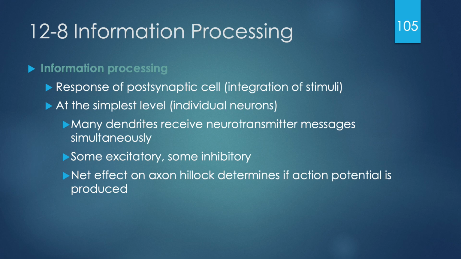At the simplest level, we can look at just individual neurons. So let's look at just one individual neuron. It's going to have a whole bunch of dendrites on the receiving end, so it's able to receive neurotransmitters from multiple different places all at the same time. Some of those are going to be excitatory and some of them will be inhibitory. But the net effect is going to come together at the axon hillock just before the initial segment of the axon. And if there is enough of a graded potential that occurs as a result of all of these different chemical interactions, if it rises to the threshold to generate an action potential, then that will determine whether or not an action potential is actually produced.